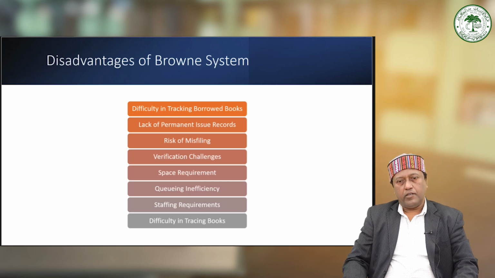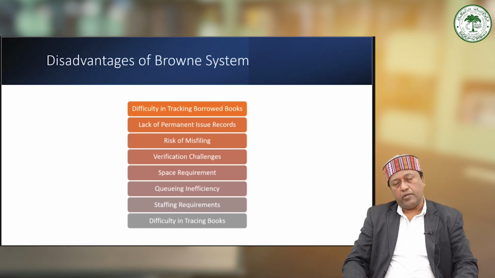So second is risk of misfiling also. As I told you, because you have to be very conscious, because when the user is showing you the reader's ticket, you try to verify from the ID card that the same reader is carrying the reader's ticket. If there is any discrepancy here, or any lacuna here, or the library staff is not vigilant enough, then the reader's ticket can be misused.